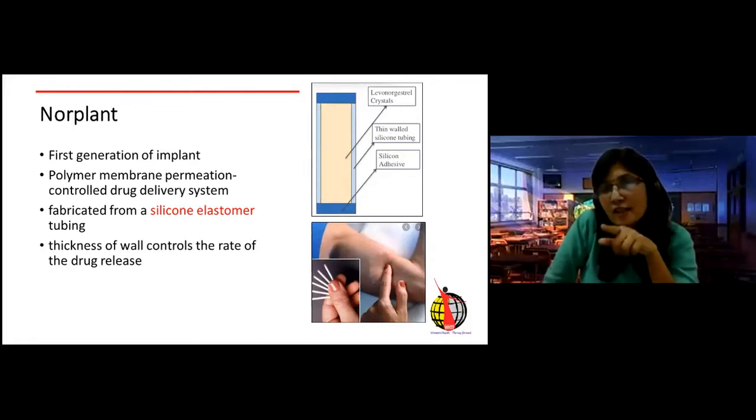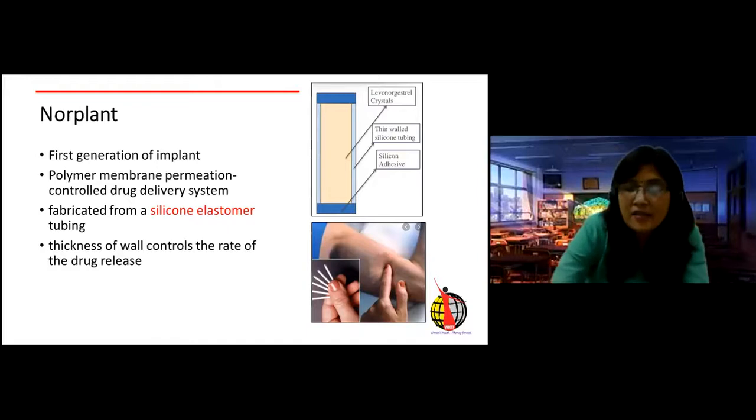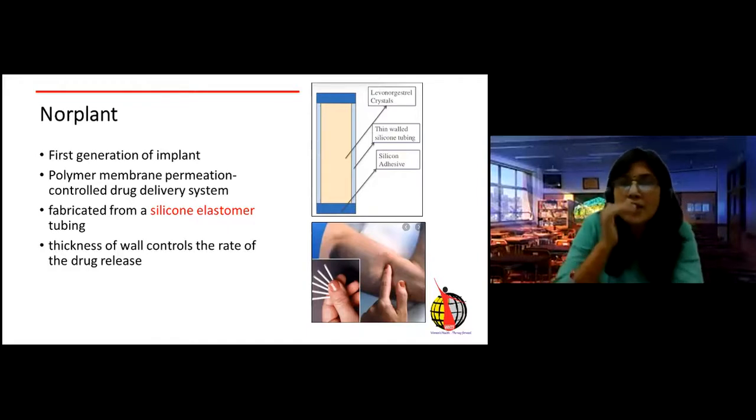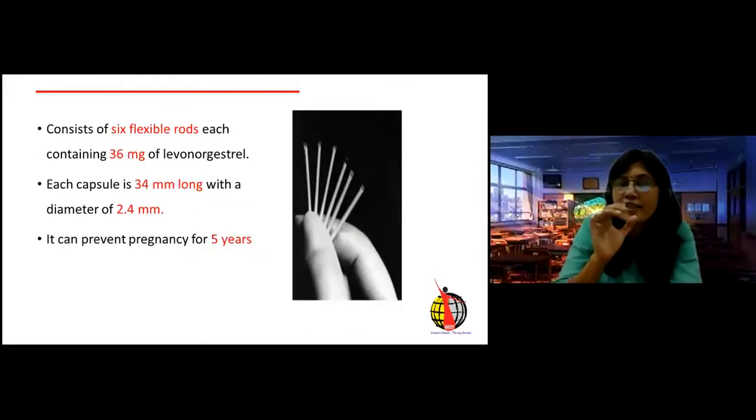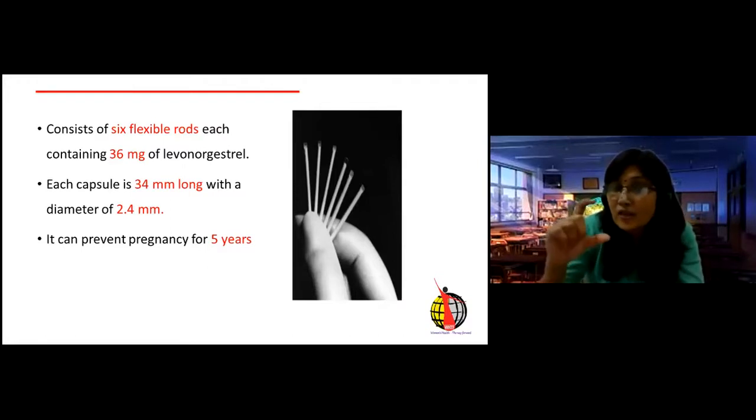So you can see in the diagram, the levonorgestrel crystals are there, thin walled silicone elastomer is there, the adhesive is there, and you can see how in a fan shaped manner it can be inserted into the upper arm. Consists of 6 flexible rods containing levonorgestrel 36 milligram. So that is a total, and each capsule is 34 millimeters. So you can see it's quite long, 3.4 centimeters.